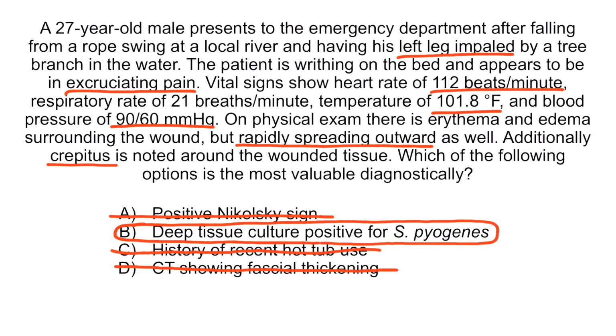Now, D is incorrect because imaging is not as valuable as a deep tissue culture when it comes to necrotizing fasciitis. In fact, we mentioned that oftentimes imaging is performed, but you really don't want that to delay any treatment, so sometimes that is skipped. But the deep tissue culture is something you're going to do every time. So again, the correct answer is B, a deep tissue culture that would be positive for strep pyogenes. And that concludes this section.